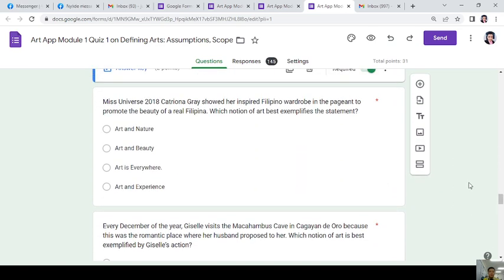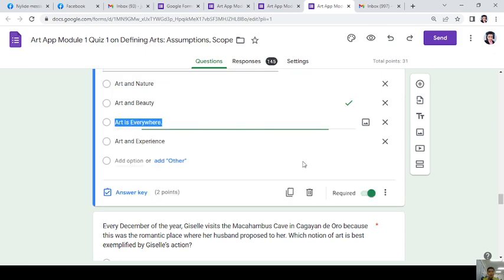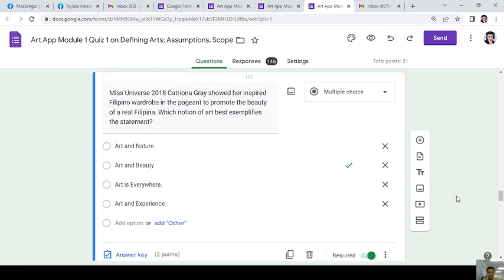Next, Miss Universe 2018 Catriona Gray showed her inspired Filipino wardrobe in the pageant to promote the beauty of a real Filipina. Which notion of art best exemplifies the statement? So, showing or promoting the beauty of a real Filipina, art and beauty.